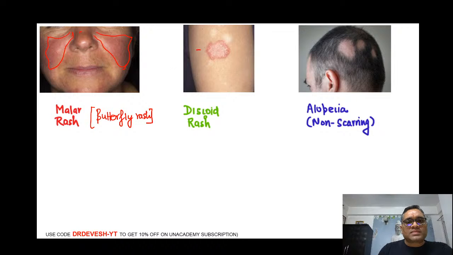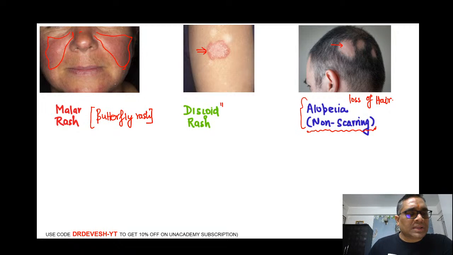Then you can see something as if some disc is implanted on the skin. This is called discoid rash. Here you can see loss of hair. This local loss of hair present in the scalp area is called alopecia. Alopecia means loss of hair, right? And as I have told you, there is no scarring, so it is non-scarring alopecia.